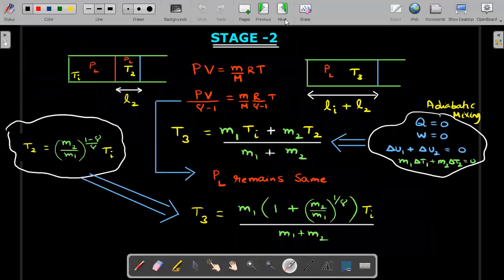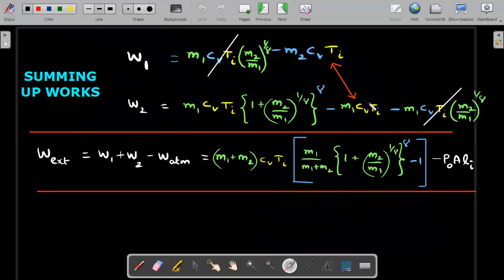So I subtract that by using force into displacement. P naught into A is the force, displacement is Li. So this is the expression that is put up in the final answer in the book. I didn't substitute. You can substitute, you'll get the required numerical.